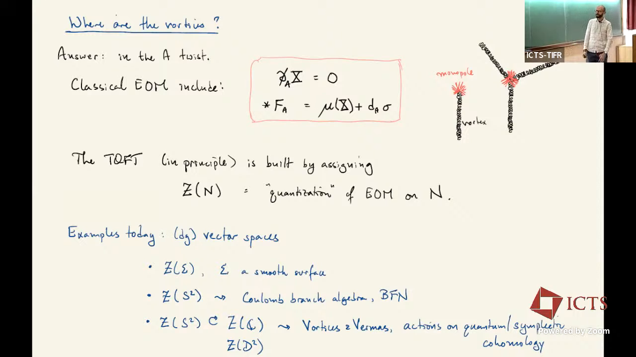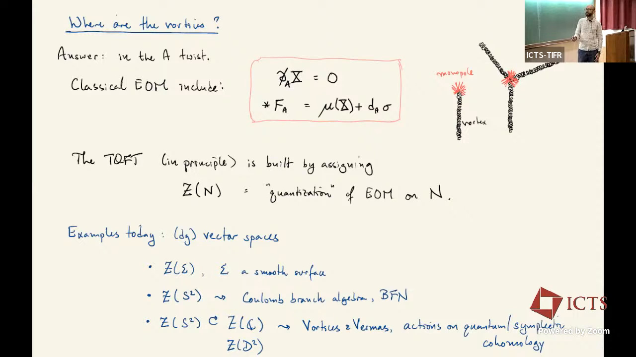So in the second part of the talk, I want to give a sketch of this quantization procedure for sigma a smooth surface. The special case where sigma is S2, which as I mentioned before, should lead to an algebra rather than just a vector space. And in the A-twist, it's the Coulomb branch algebra, the thing that BFN gave a mathematical definition for that really opened up this field of study. Sorry, it's Braverman, Finkelberg, and Nakajima.